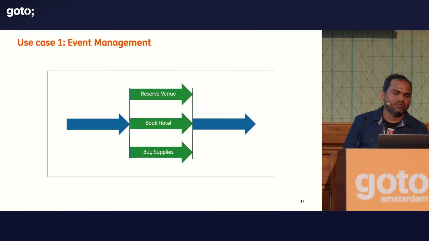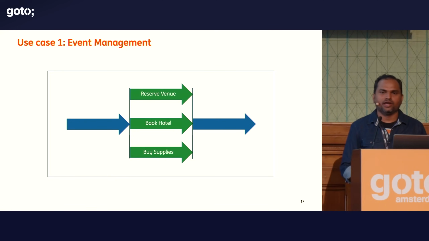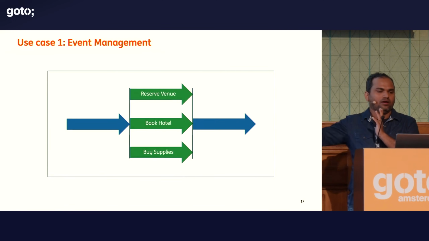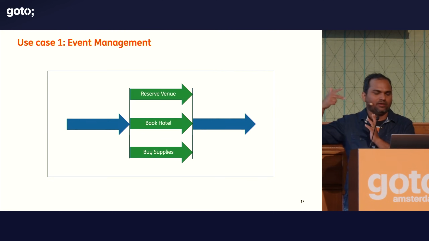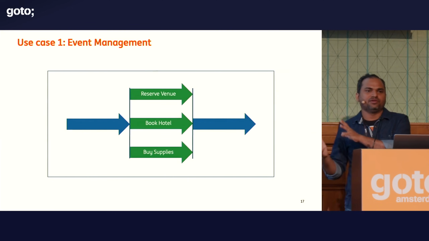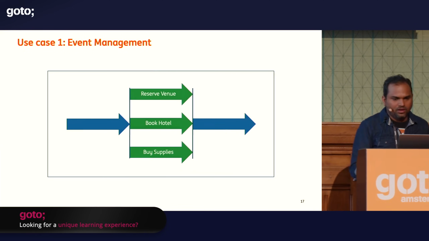So let's start with the first example. Here you want to create an event. In order to create that event, you need to reserve a venue, book a hotel, and buy supplies. When all of these subtasks are finished, you are able to create your event.